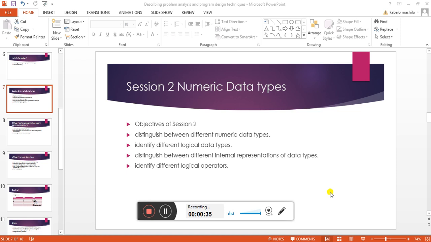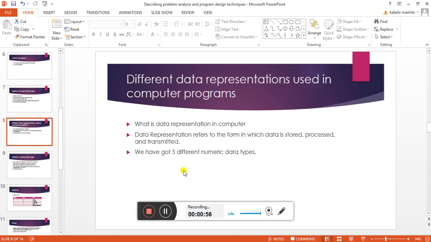I've made some slides with information based on our session of the day. Before we continue on our learner guide, I just want to go through our slides for session 2. The question would be, really, what is data representation in a computer system? Data representation refers to the form in which data is stored, processed, and transmitted.